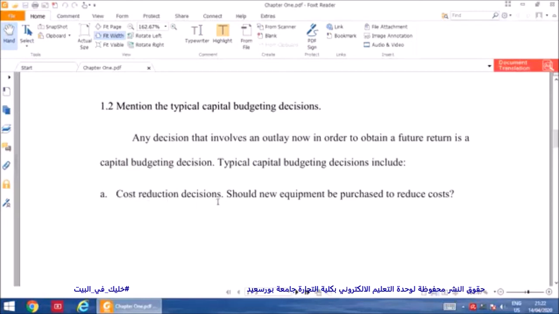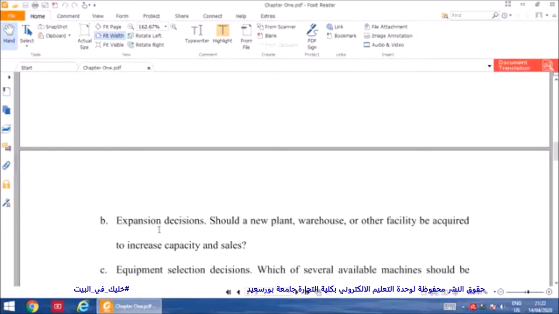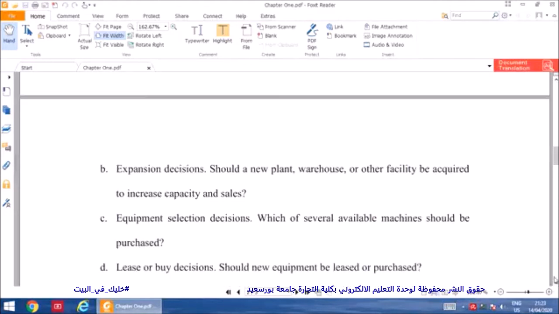the first case, cost reduction decisions. Should new equipment be purchased to reduce cost? Second case, expansion decisions. Should a new plant, warehouse, or other facility be acquired to increase capacity and sales?